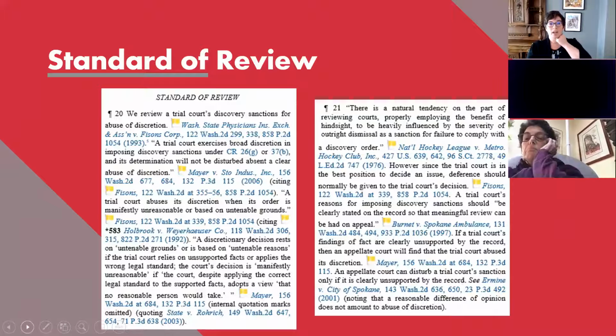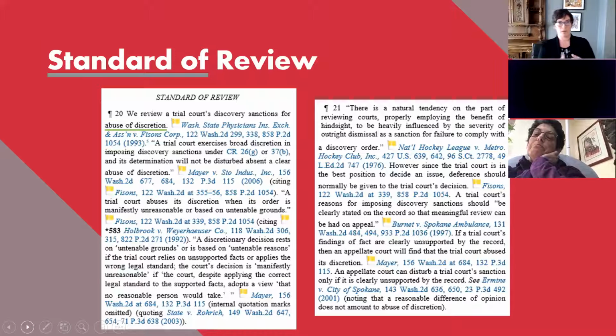So in the Magana case, I clipped out basically the entire standard of review, which goes into not just the standard itself, but all what it means, what the standard of review means, what the contours are. But basically, for our purposes, it boils down to Magana was decided under an abuse of discretion standard.